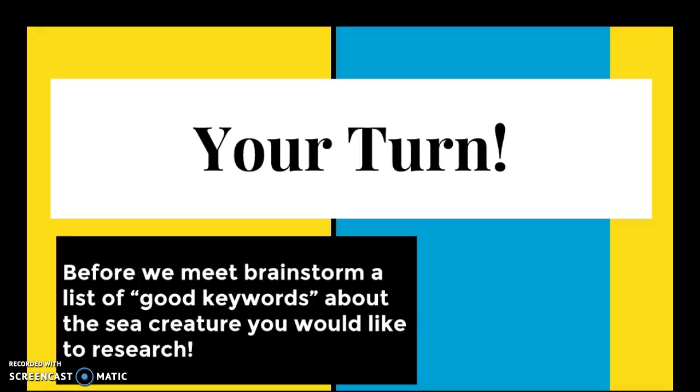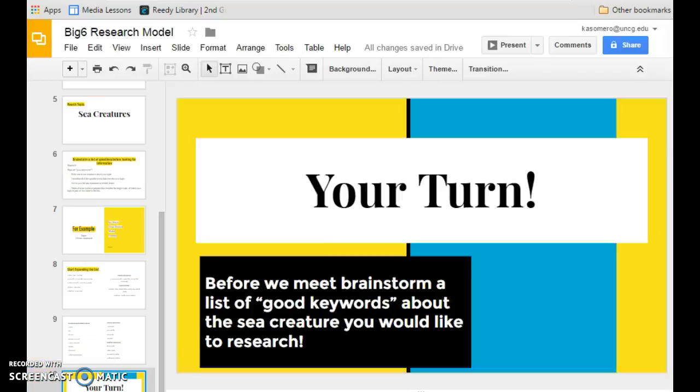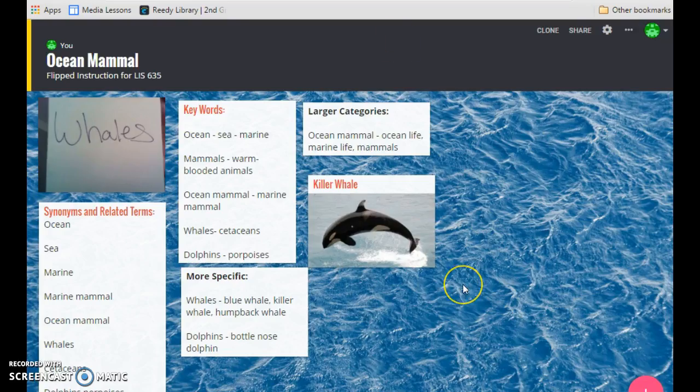So now it's your turn. Before we meet, brainstorm a list of good keywords about the sea creature you would like to research. So that is what we're going to do, and when we get together, we're going to talk about it. And we're going to talk about any problems you might have had. It should be relatively easy. And then we're going to take those good keywords, and we are going to create a Padlet. And I don't think many of you have used this, and this is going to be great for you students. We're going to take those keywords and we're going to put them into a Padlet.